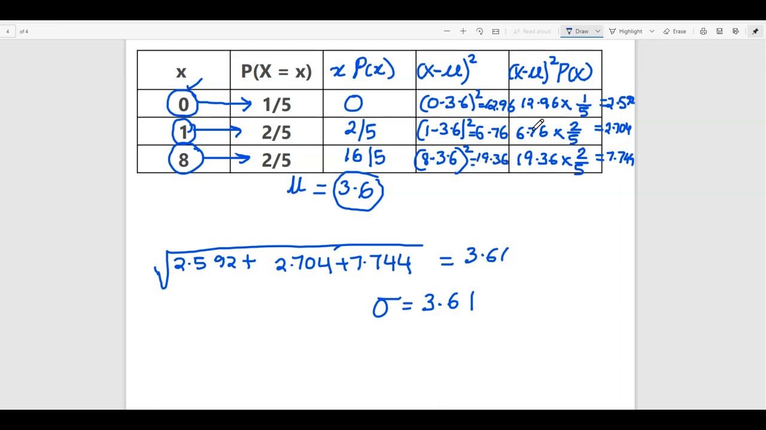Once you get all of that, multiply each one of them with your probability: 12.96 times 1 over 5, 6.76 times 2 over 5, 19.36 times 2 over 5. Once you get all your answers, add all of them up and find the square root, which gives you 3.61.